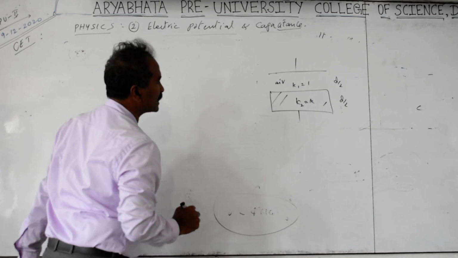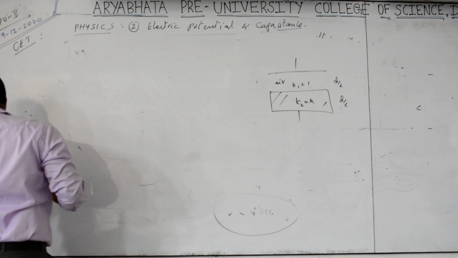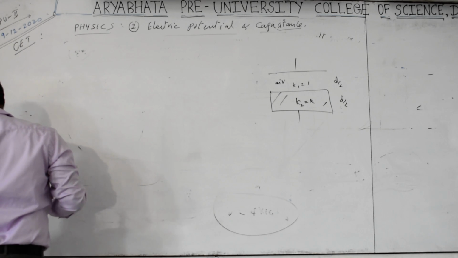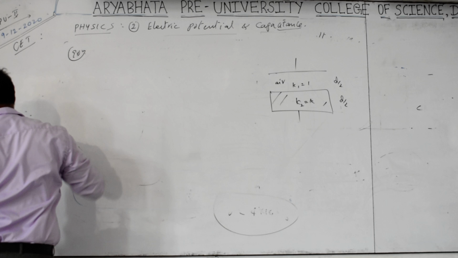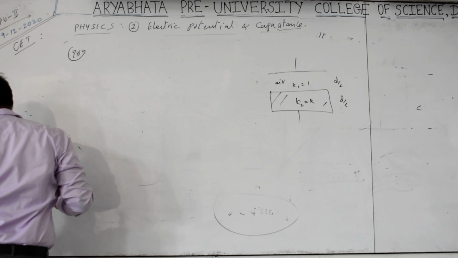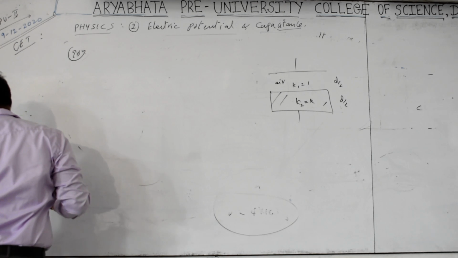So we are connecting in a series combination. The diagram is not there, so please take the diagram for this question number 90. What is given is a parallel plate capacitor of capacitance C.